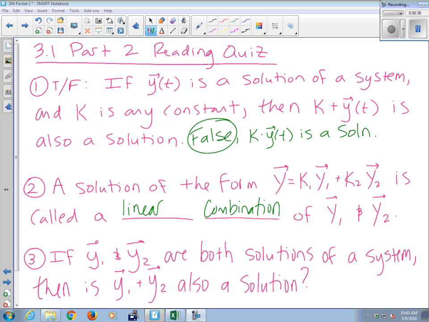If y1 and y2 are both solutions of the system, then y1 plus y2 is also a solution. That's true. Yes.